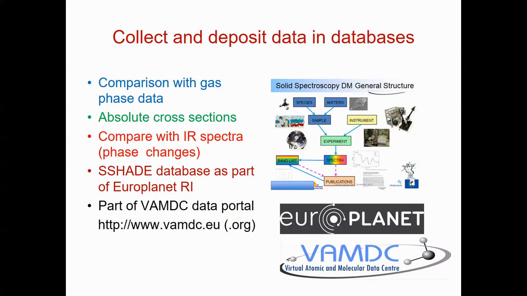There are two which you should look at if you're interested in this. One is called SHADE, S-H-A-D-E. It's part of the Europlanet research infrastructure. If you haven't heard about Europlanet and you're interested in planetary science or even astrochemistry, you should go and look at it. It's also a data portal called FAMDC. And again, the NDM community has been involved in the development of the FAMDC portal.